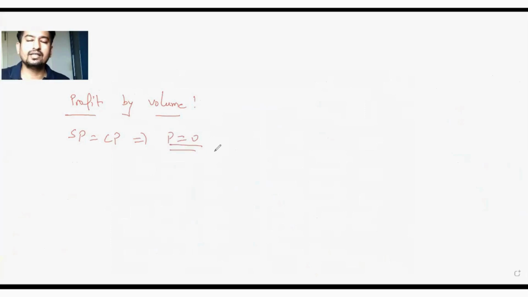So usually this never happens in a question that you get. It would never happen that they will not make any profit. Then where's the transaction? Where's the business then, right? So the profit will definitely happen. In this case, the profit happens by volume.